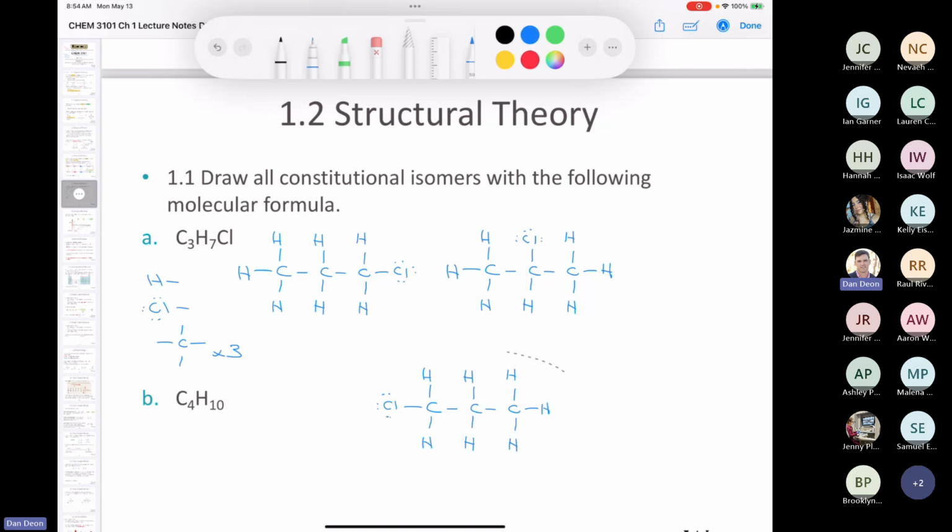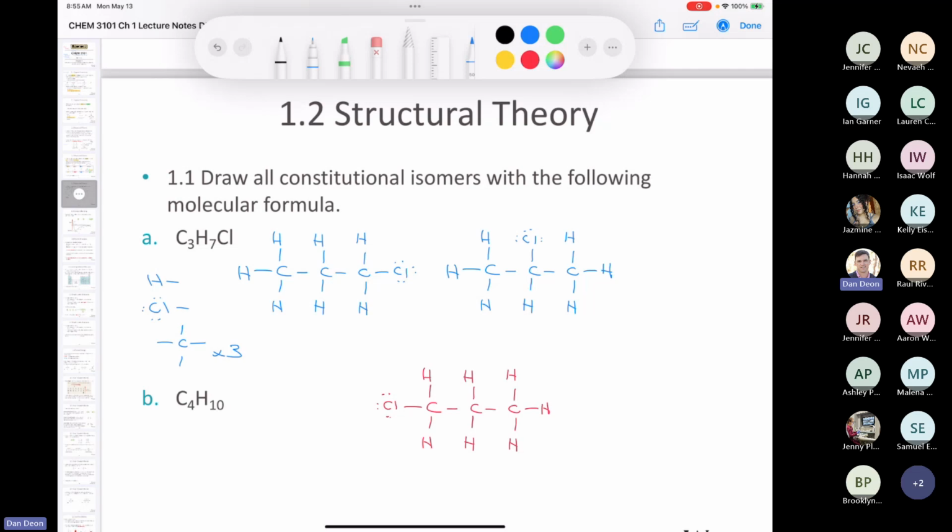Okay, what I'm going to do is I'm going to change the color here. So you notice the structure in red. Anybody see the problem with the structure in red? Does anybody see there is an issue with the structure in red? It is not a new constitutional isomer. Could anybody tell me why the one in red is not a new constitutional isomer? It's the same as which one? It's the same as the first one.